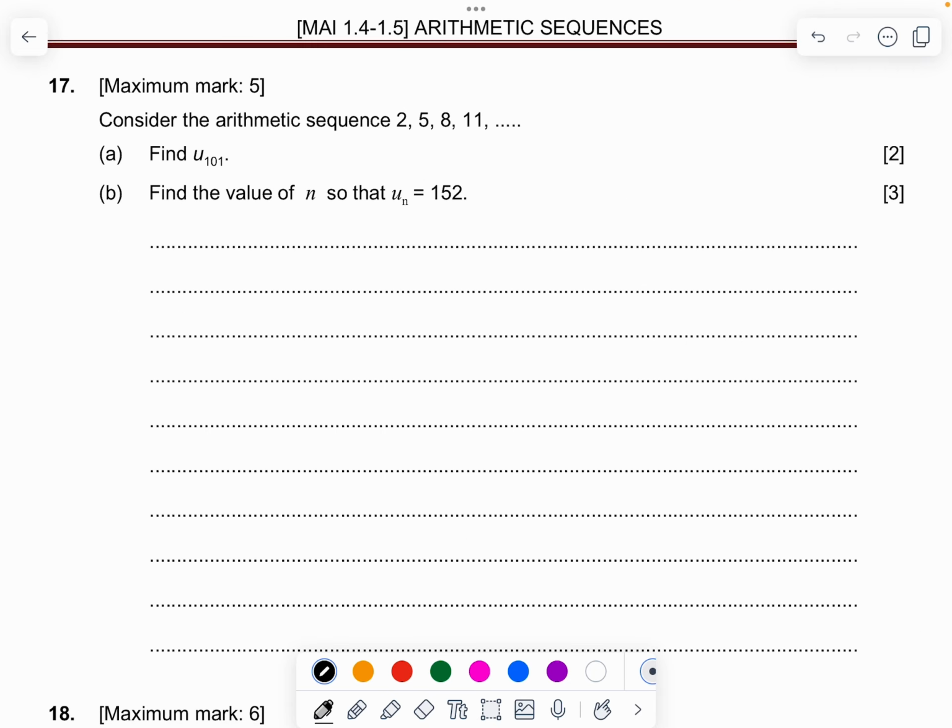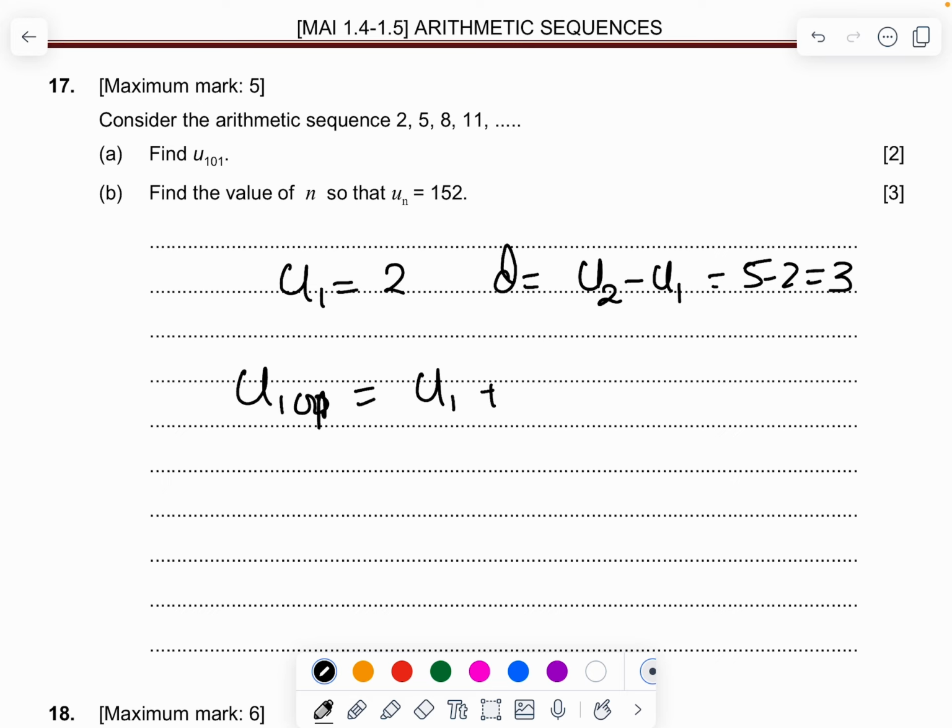Consider the arithmetic sequence. Find u101. So u1 equals 2, d equals u2 minus u1, which is 5 minus 2, which is 3. u101 will be equal to u1 plus 100d, which is 2 plus 100 times 3, which is 302.